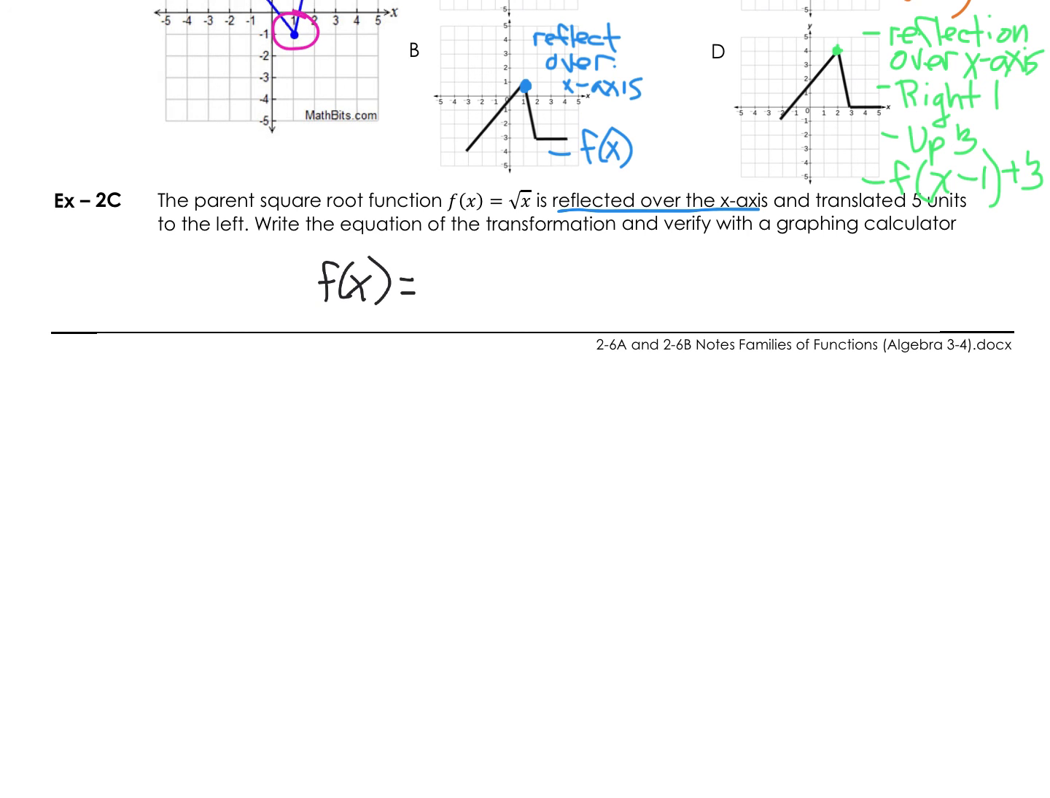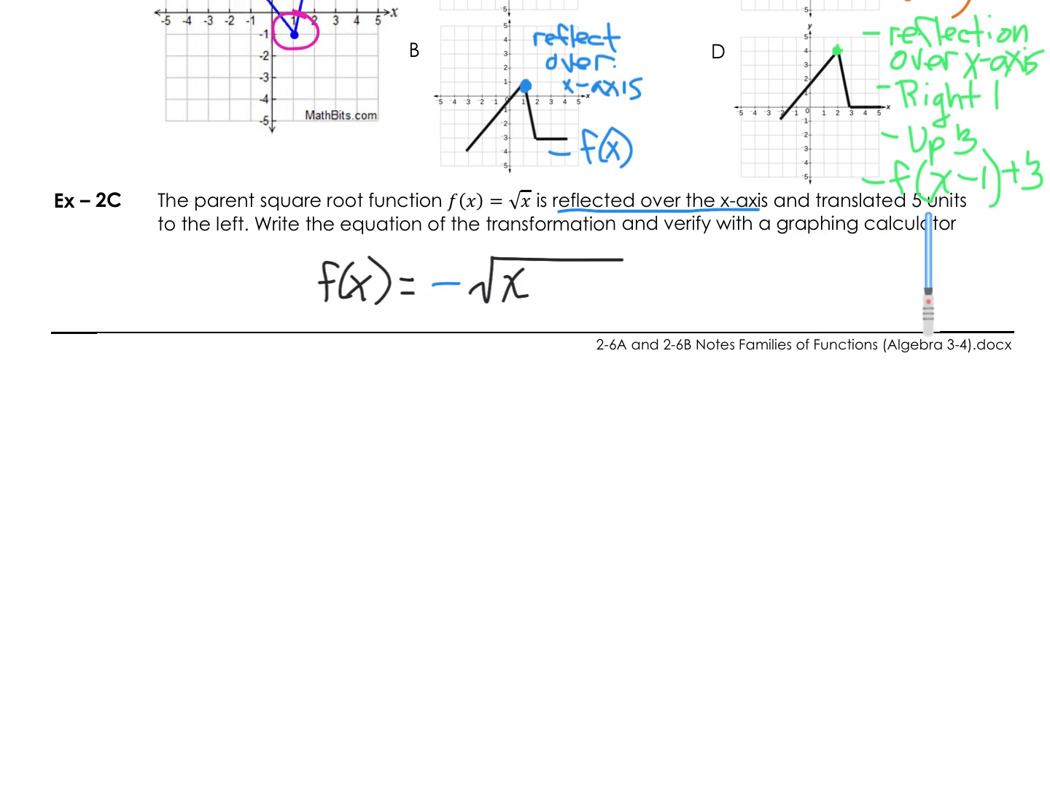equals, and then we're going to have a negative outside the function, and our oh, that was terrible. Let's try that again. All right, let me make it prettier. Negative. Okay, there we go. Then we have the square root of x. So here's our reflection over the x-axis. That's represented by that negative outside the function.